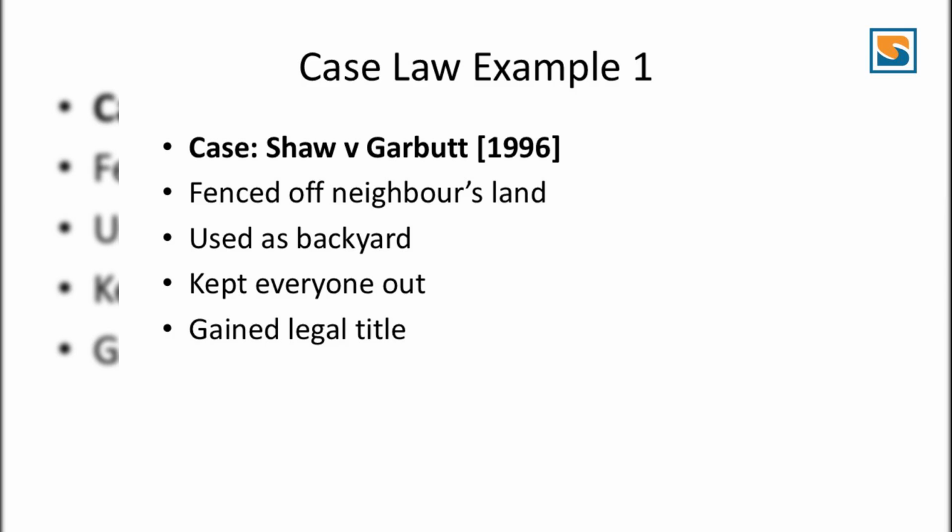A well-known Australian example is Shaw v. Garbutt, 1996. In this matter, the Garbutts fenced off land they thought was theirs and used it as a backyard for years. They acted like true owners, kept others out, and after 15 years they got legal title through adverse possession.